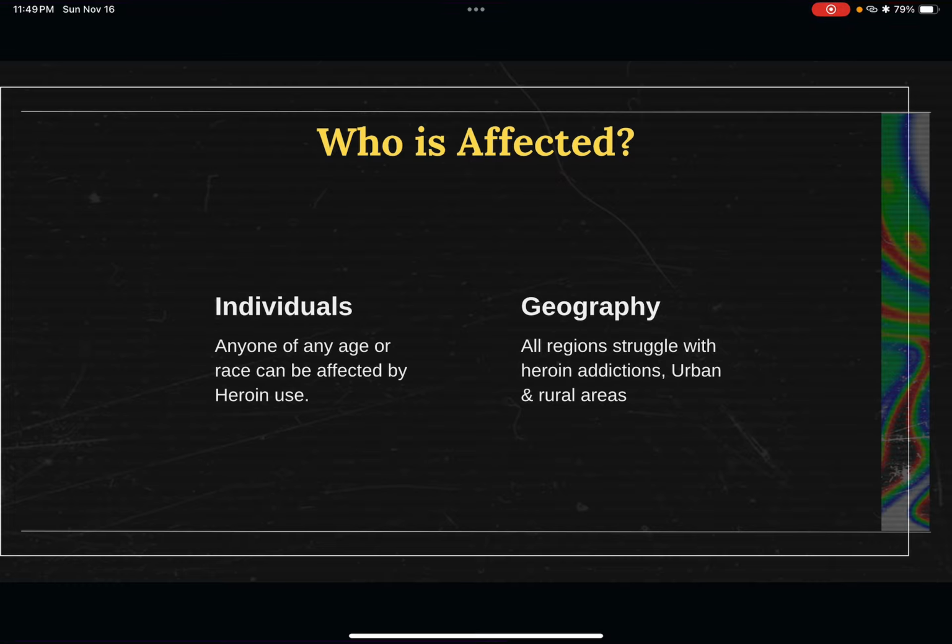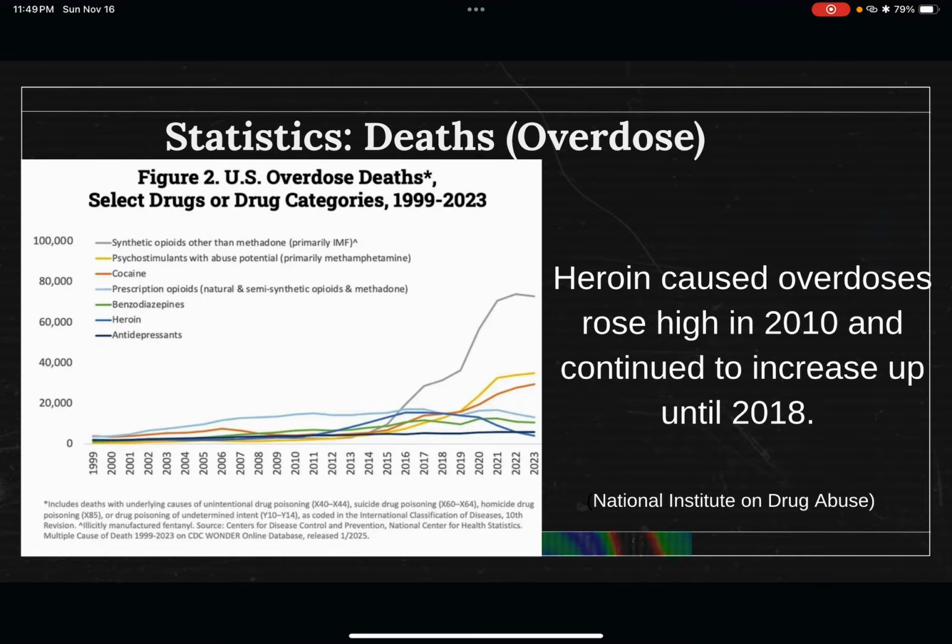For the regions of heroin, like I said, the video showed that it started in China, traveled from Africa and all types of places, and moved to the United States. So urban and rural areas are both affected by heroin. It is not, like I said, a pick and choose situation.